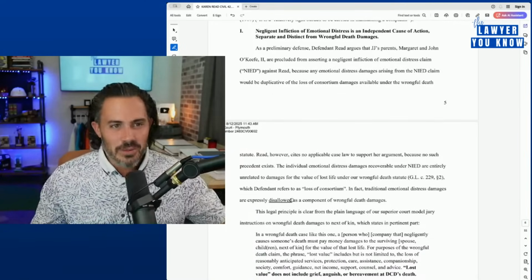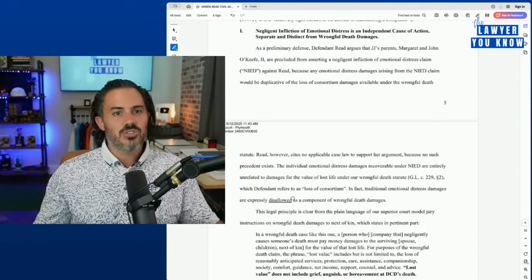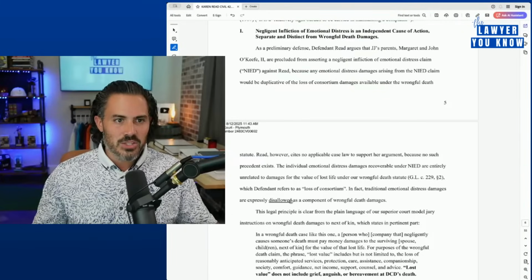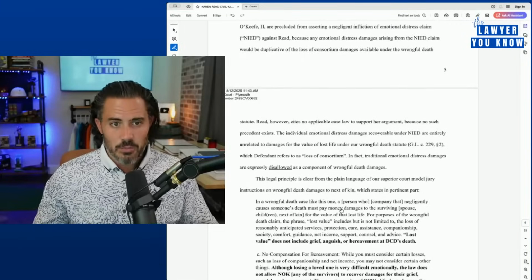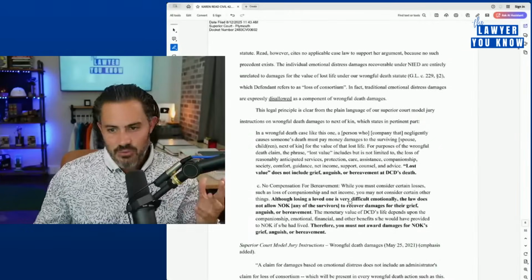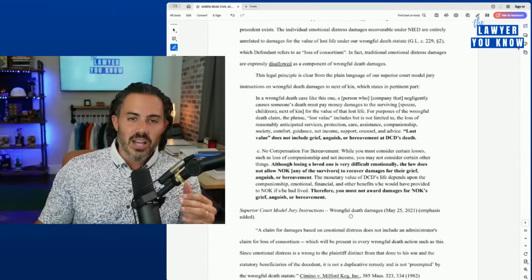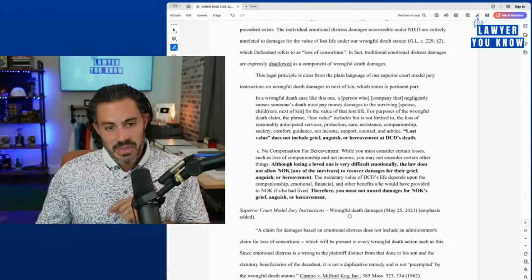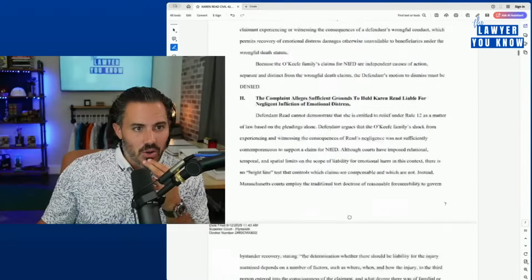All right. As a preliminary defense, the defendant Reed argues that JJ's parents, Margaret and John, are precluded from asserting claims of negligent infliction of emotional distress against Reed because any emotional distress claims arising from the NEID claim would be duplicative of the loss of consortium damages available under the wrongful death statute. Reed, however, cites no applicable case law to support her argument because no such precedent exists. Okay. And this is kind of what I've already gone over. I agree with the O'Keefe family that it doesn't consume all emotional distress claims. But I agree with Reed's team that it does consume some. We don't need to read all that, though.